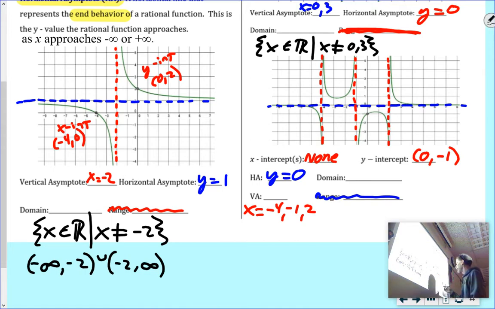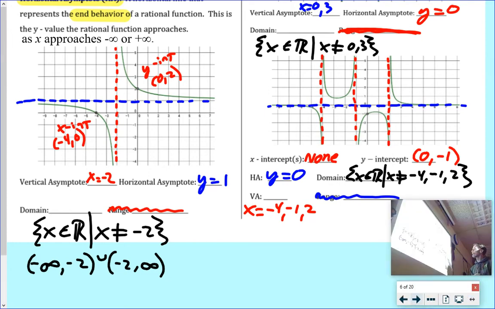And then for the domain, again, it's basically the same thing you just wrote for the VAs. It's just everything except that. So x element of real numbers such that x not equal to those same numbers. Okay, and again, those just come from the VAs. So that's analyzing something from a graph and identifying the different attributes.